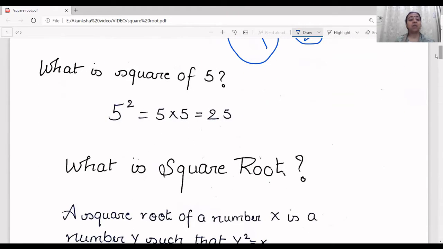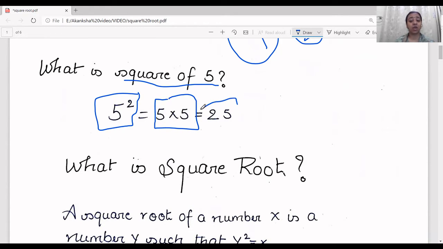Similarly, I have taken up an example here, the square of the number 5. Square of 5 is 5 to the power 2. This is how you represent square of 5. And how do you find the square of 5? 5 multiplied by itself, which is 25. Hope you understood till here, right?